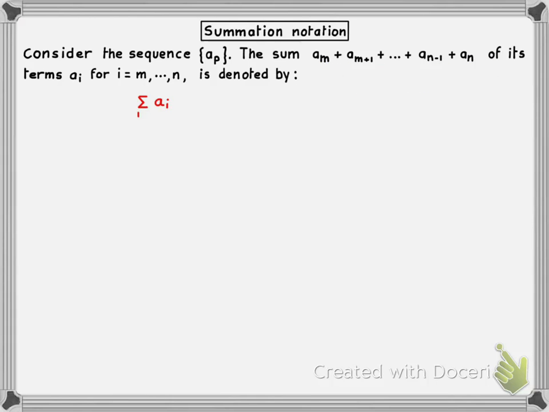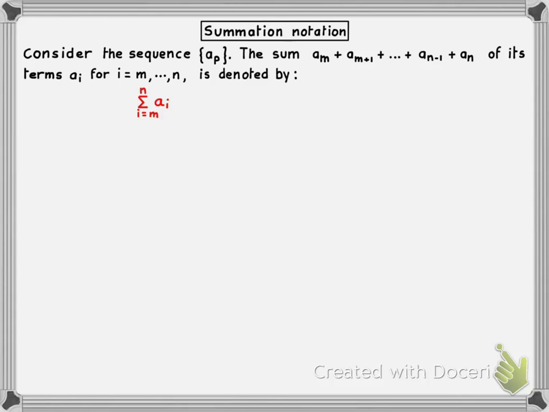And the way we do this in this notation is by putting I equals m below the sigma and the maximum value for I, which is n, above the sigma. So here is the way you read this notation. It's the sum for I equals m up to n of A sub I. Again, just a shortcut notation for this long sum here.